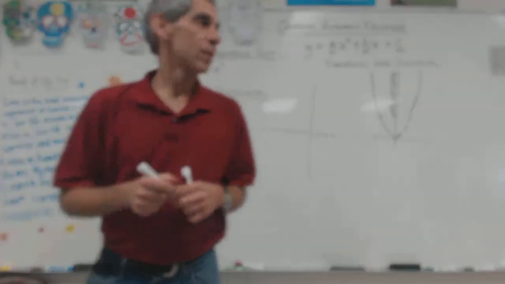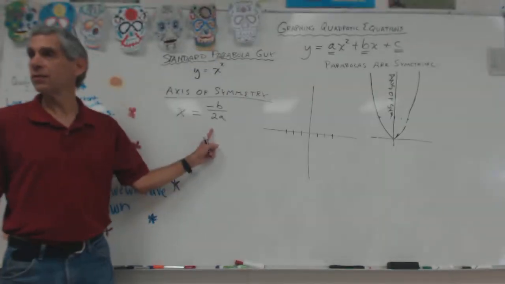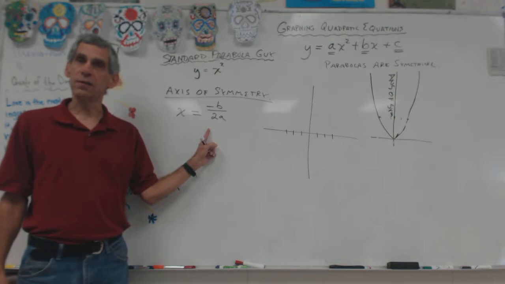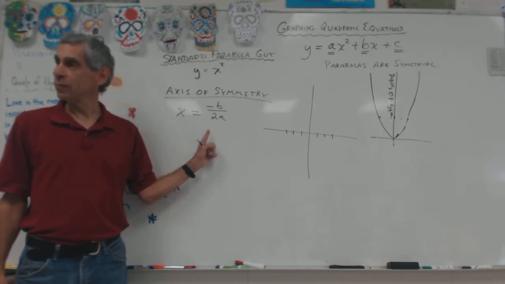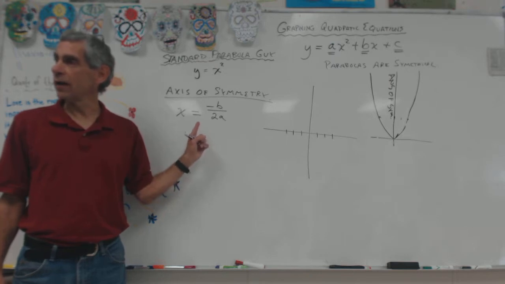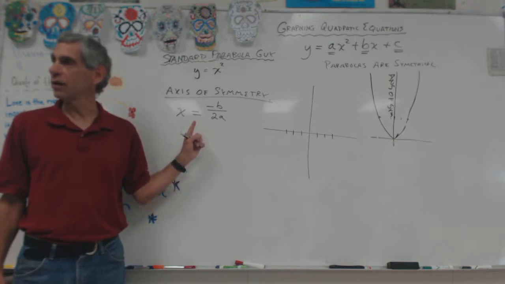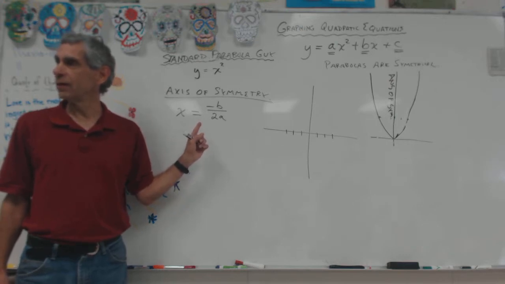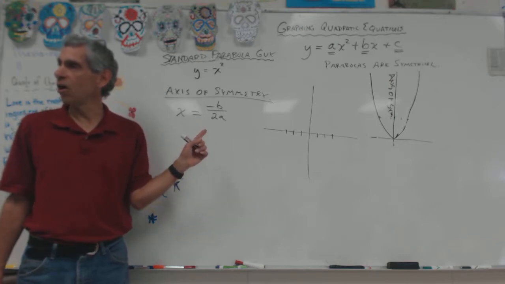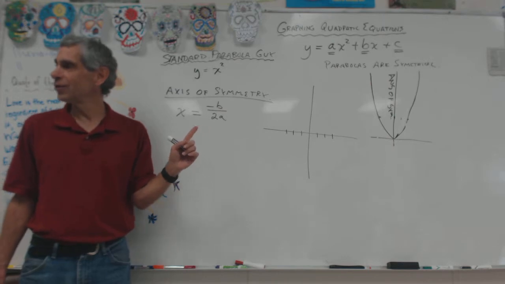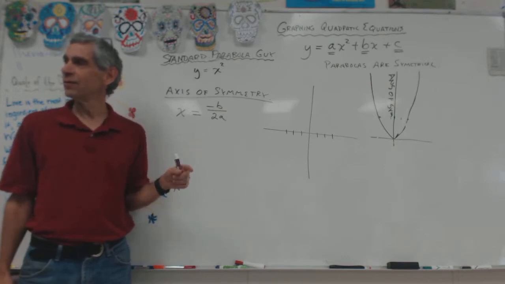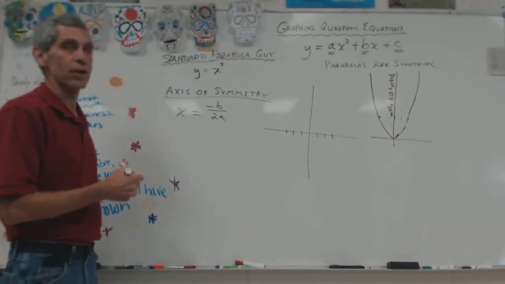Okay, good. When you need this is when there's a b. When there's a b, you have to know this formula. Otherwise, you could be plotting and doing a t-chart and everything till midnight tonight, right? And you might wonder, where is that doggone vertex? Where does it turn around? It would be a nightmare.